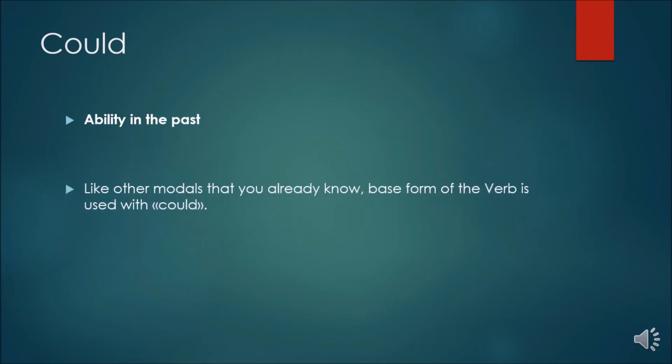At the beginning of the video, I said that we were going to cover two modal verbs. First one was had to and second one is could. Could is used to talk about past ability. Again, like other modals that you already know, base form of the verb is used after could. And the passive form is the same. It is used with be and past participle.